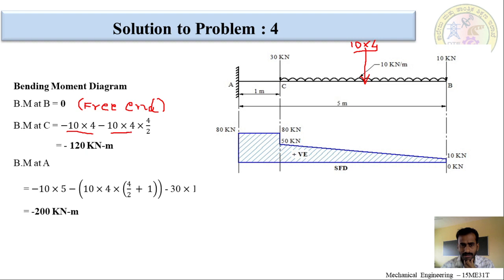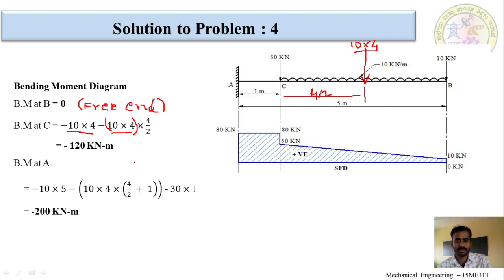Length is, so this is the load. What is the distance from this point to the C? So, as we consider the load is acting at the center, this will be half of the 4 meters, that is 4 divided by 2. Okay. So, load into distance is 4 by 2. So, we will get a value of minus 120 kilonewton meter.